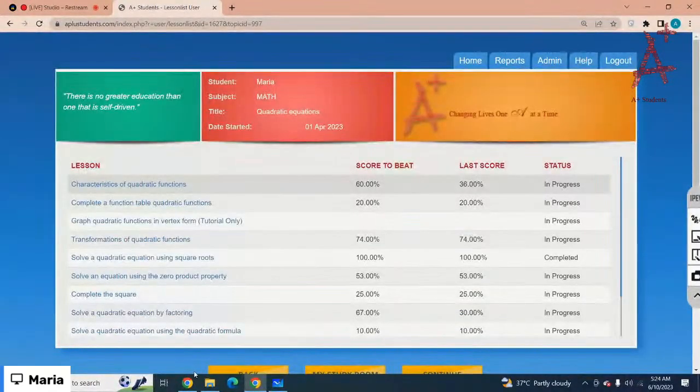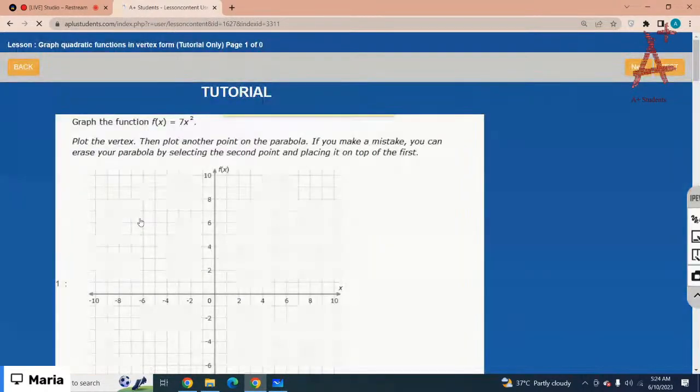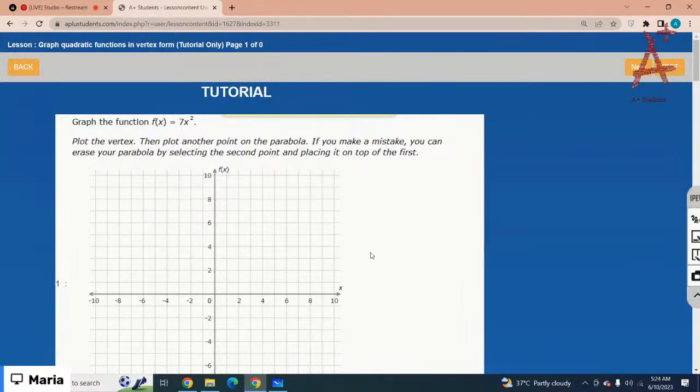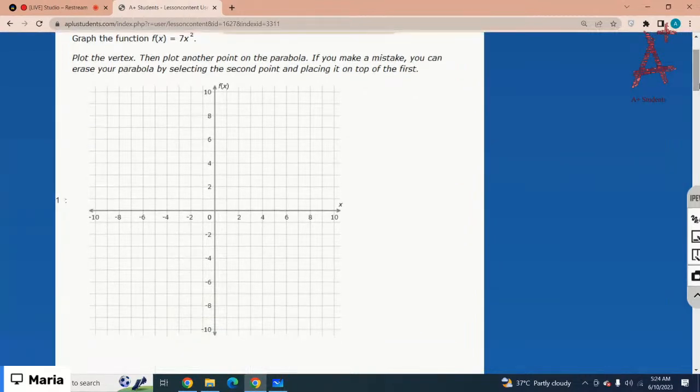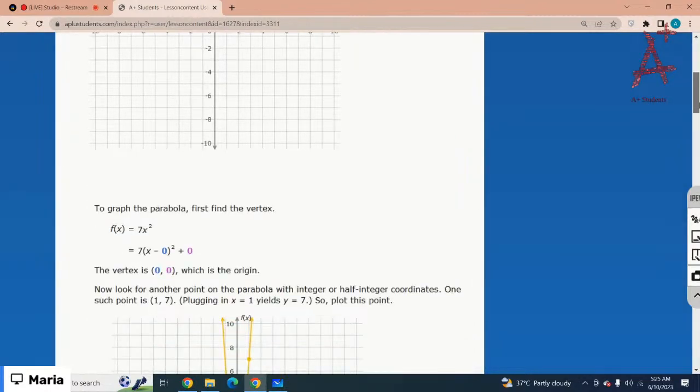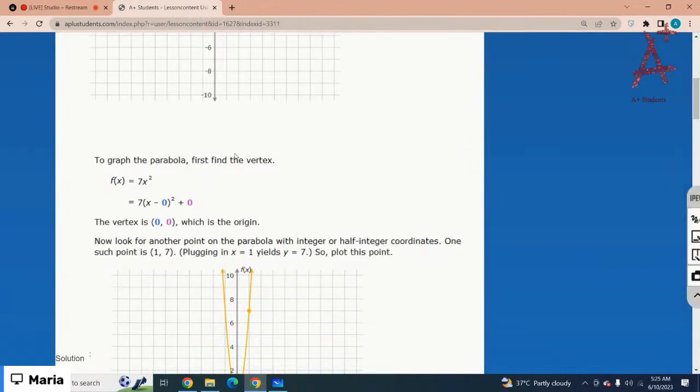The next lesson is graph quadratic function in vertex form. So graph the function f of x equals 7x square. So you have to plot the vertex, then plot another point on the parabola. If you make a mistake, you can erase your parabola by selecting the second point and placing it on top of the first. So basically you have to plot the vertex and a point to make the parabola. Got it? So just look at the function f of x equals 7x square.